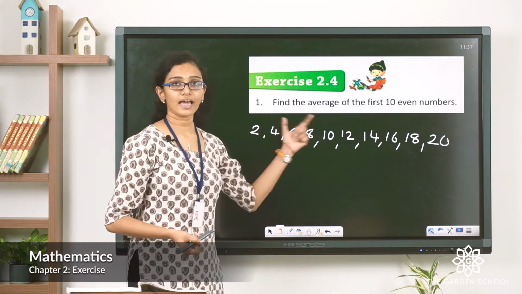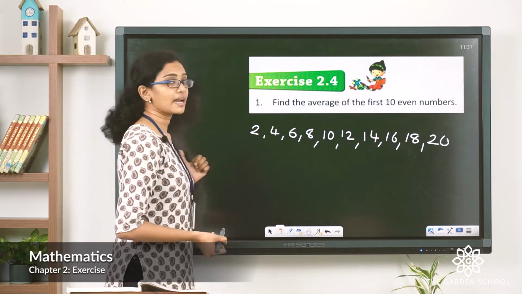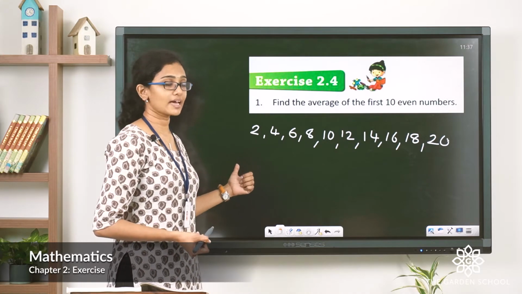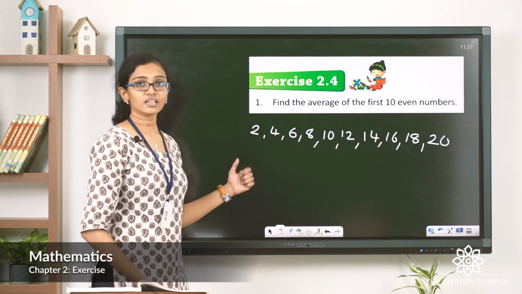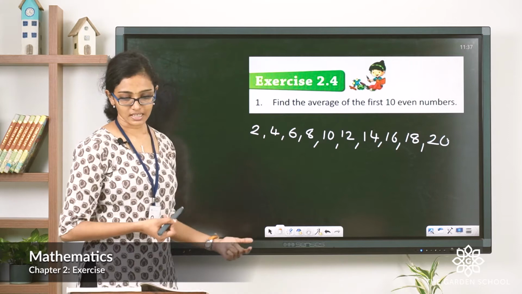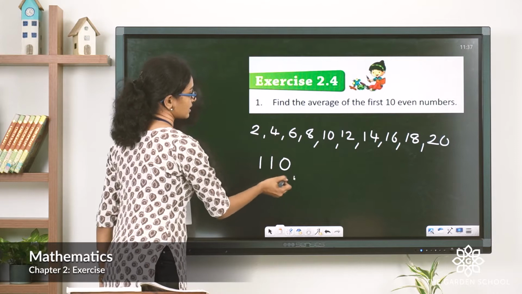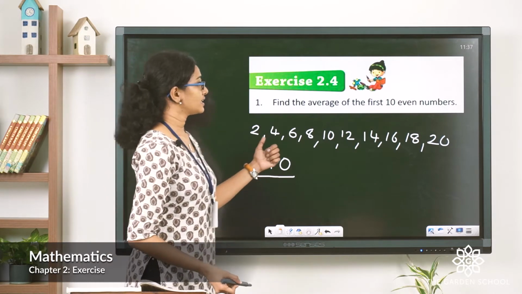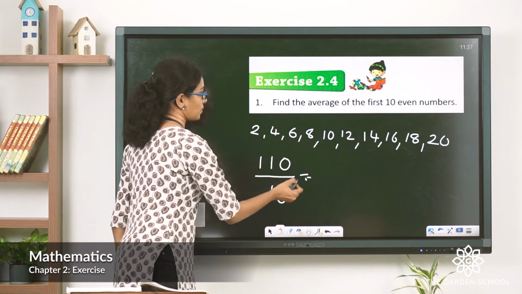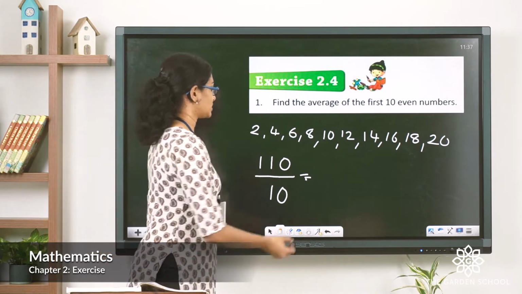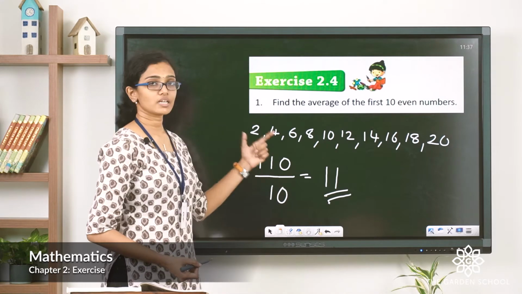Now we have to find the average of these first 10 even numbers. How do we find the average? We have to add up all the numbers, then we have to divide that by the number of numbers. So let's add up all these numbers. Adding all these numbers will give you a sum equal to 110, and that you have to divide by the number of addends, which is equal to 10. So 110 divided by 10 will give you 11, which is the average of the first 10 even numbers.